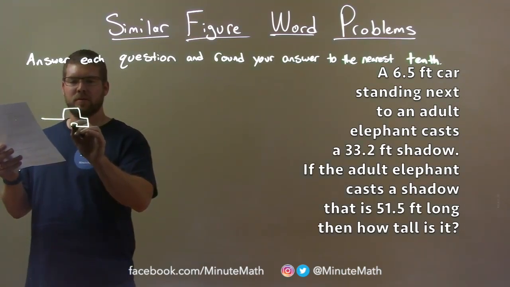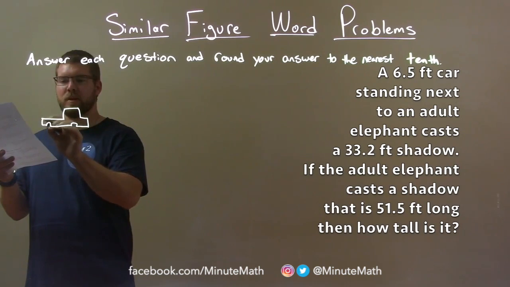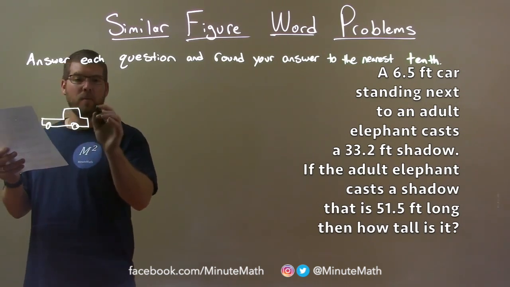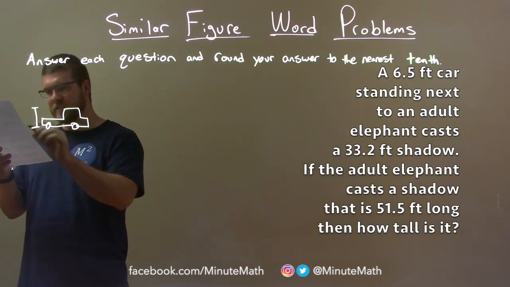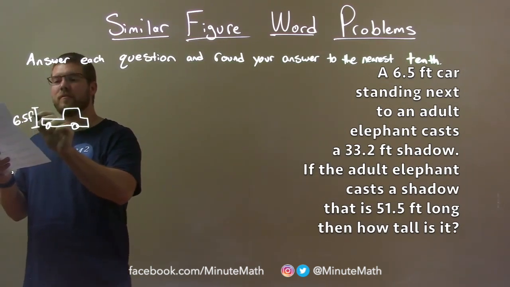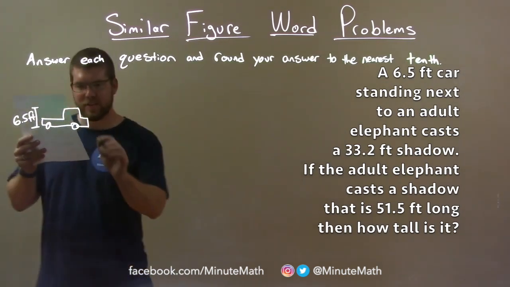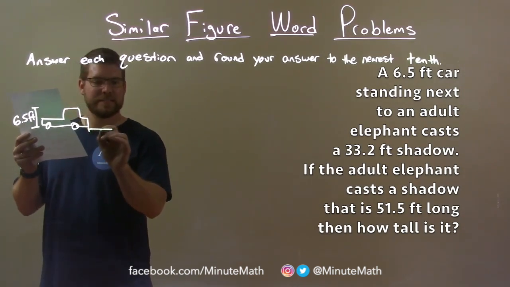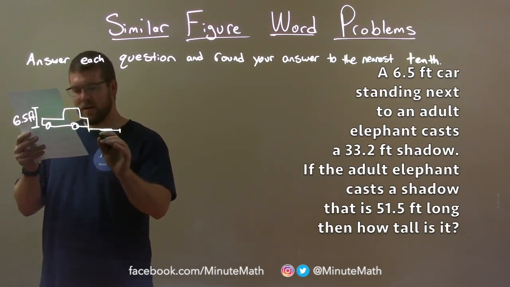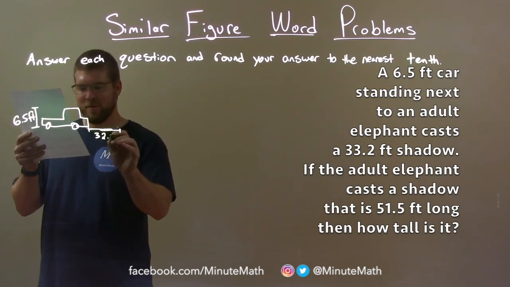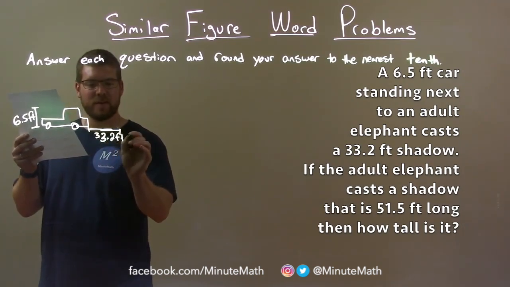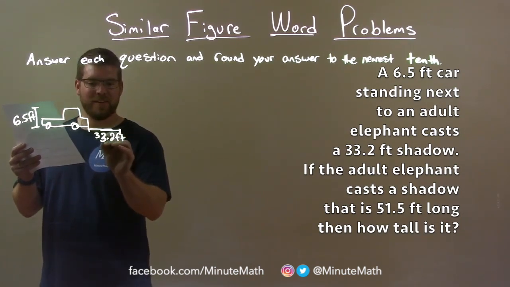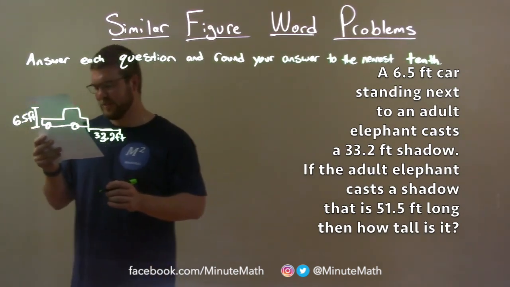There we go. That's my crappiest looking truck. But they tell us that this truck here, right, the truck has a height of 6.5 feet, all right? And it casts a shadow here, that shadow length of, not to scale, 33.2 feet, okay? That's a weird looking 3, so 33.2 feet.